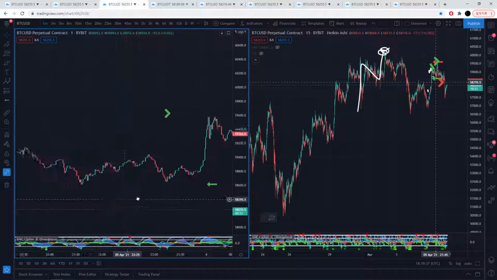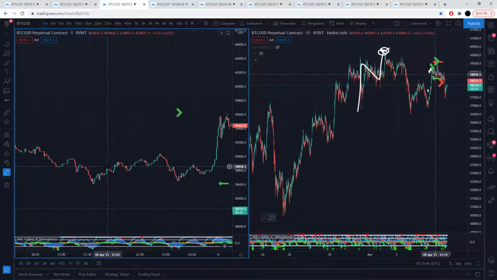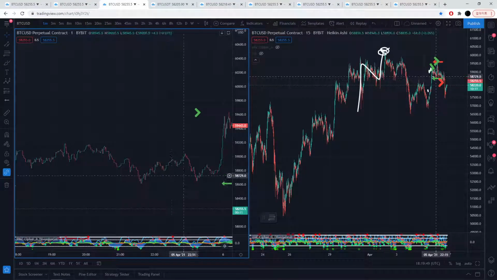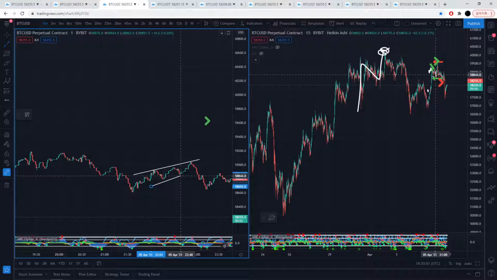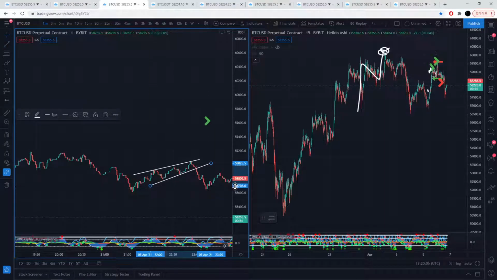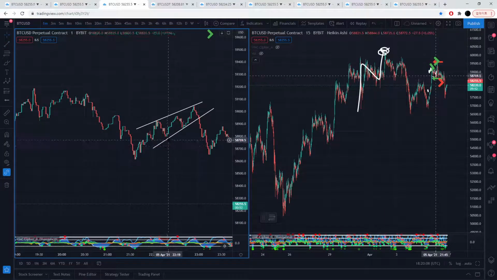So leading diagonal consists of 1, 2, 3, 4, 5, ABC, ABC, ABC. So 5 waves, but 1, 3, and 5 can be impulses or corrective waves. Okay, and after that you have downward correction. So the simple way is to make a trend line for 3 and 5, and you don't care about the bottom one, the first one. You draw one from 2 to 4, okay? 2 to 4.